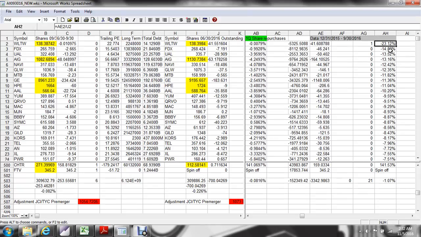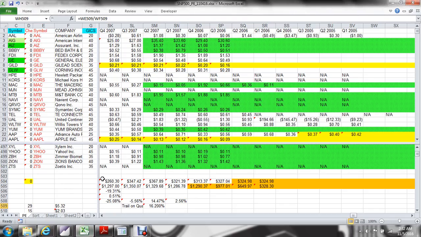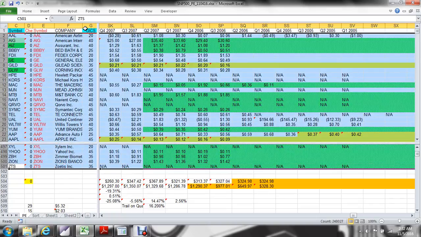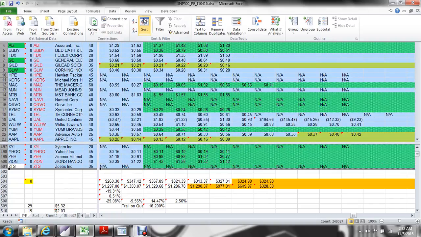Now, most of these other share reductions were actually from repurchases, or just about all of them. So we're going to look at the top 20, and TE Connectivity is the 20th. We're going to look at this spreadsheet again over here and see how they did on their year-over-year changes. I've got to do a data sort here.